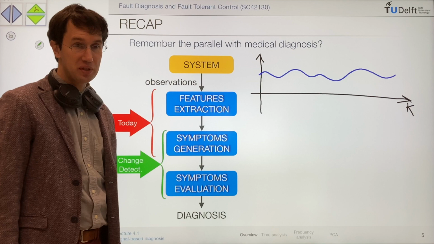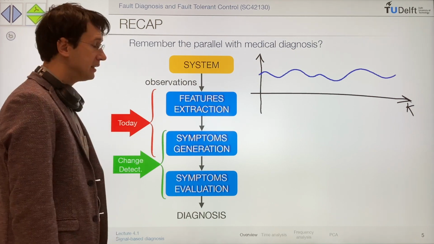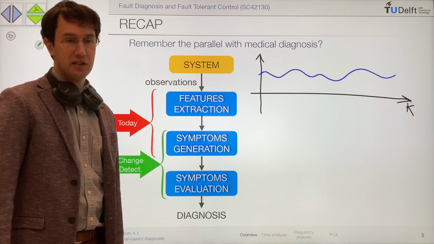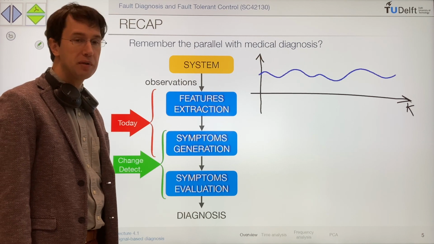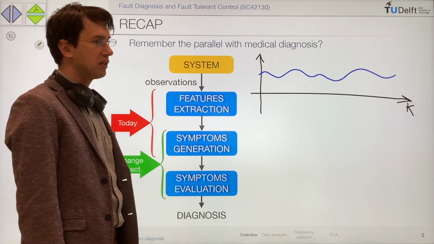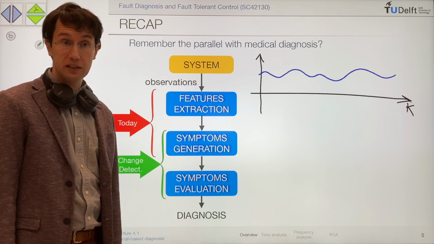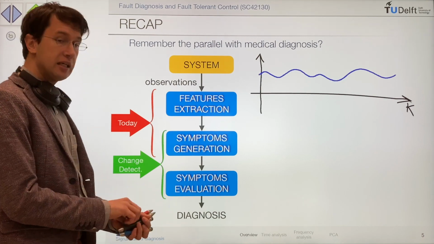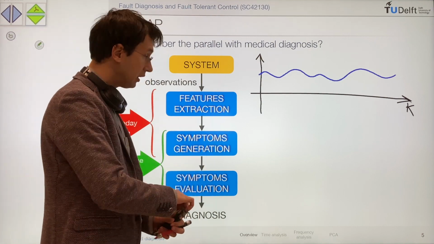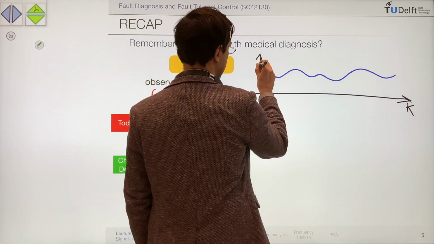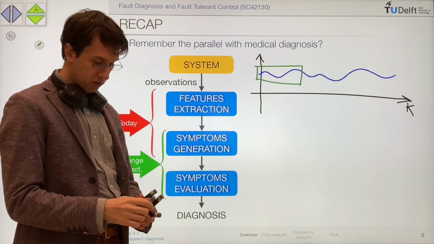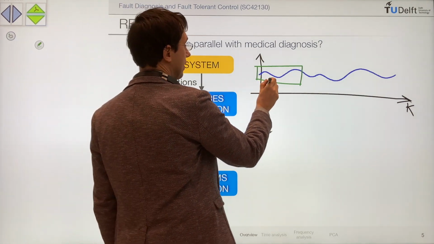The first thing that we need to do is to extract features. We had some examples in previous lectures about the features that we can extract. We can extract some rough features like peak values or average or minimum value, or we can have something more advanced like doing a Fourier analysis, for instance, of the signal. In general, what we are doing is to introduce a time window, a moving time window. Inside this time window, we are going to have n samples in general.